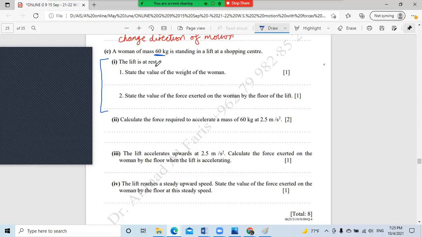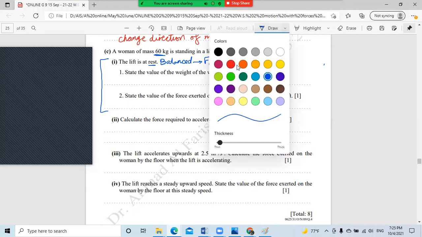But in part I, they say that the lift is at rest. At rest means balanced or not balanced? Balanced. Means the resultant force equals how much? The resultant force equals 0. What does it mean that the resultant force equals 0? That means forces up and forces down are equal and cancel out each other. That's what they said.